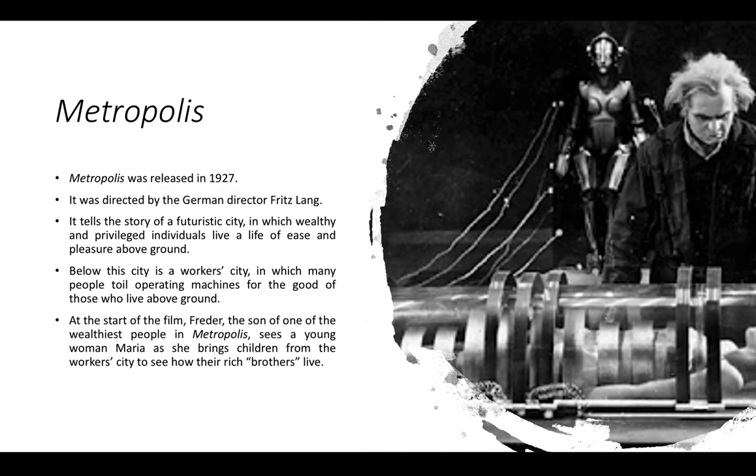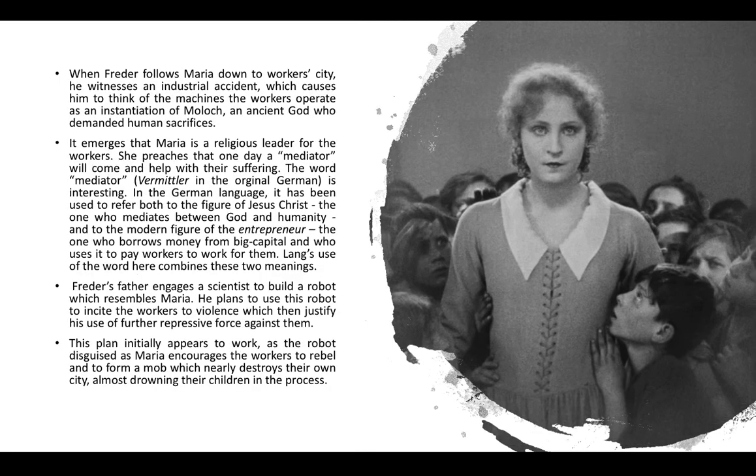At the start of the film, Freda, the son of one of the wealthiest people in Metropolis, one of what we would call the major industrialists, i.e. the factory owners, essentially, sees a young woman named Maria as she brings children from the workers' city to see how their rich brothers live above ground. You can see that in the garden scene on eCampus. Hopefully you've already seen the film by this point anyway, but watch it again.